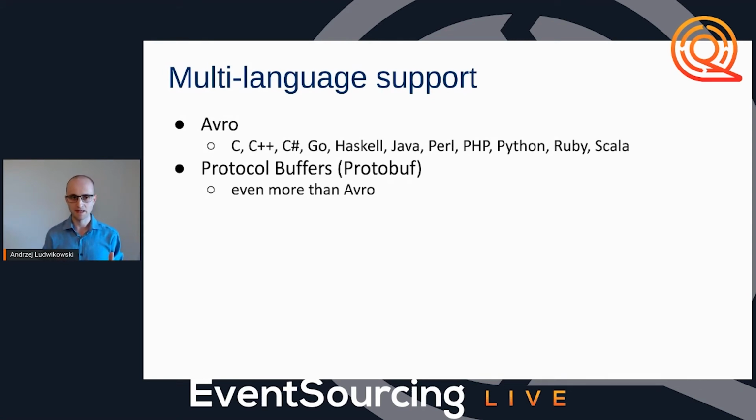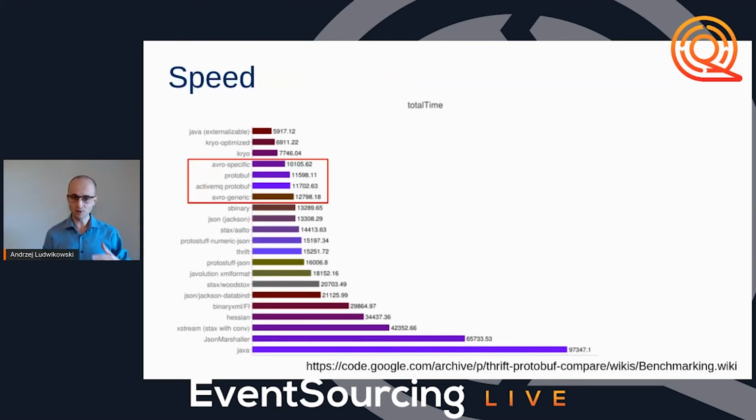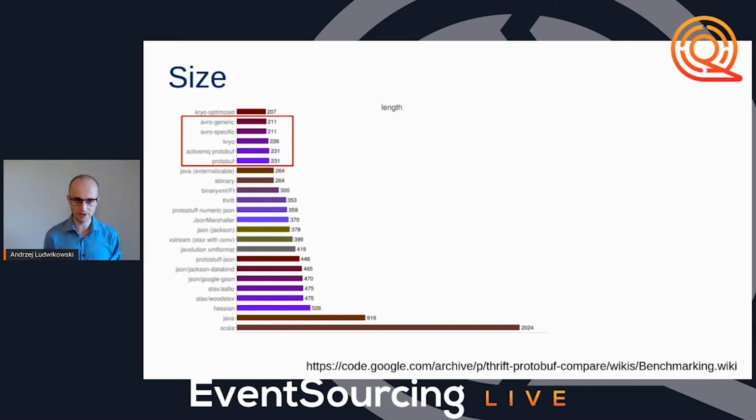So let's say Avro support in Python is, you can use only generic schema approach. So you will not use full potential of Avro. Protocol buffers support in Scala is way better than in Java, which is a surprise. Usually it's the other way. Yeah. So speed, both will be very fast when it comes to serialization and deserialization. Both will produce really small payload size.